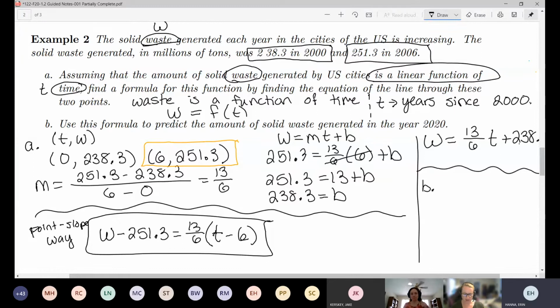So part B asked us to use this formula to predict the amount of solid waste generated in the year 2020. So again, since I'm using T as years since 2000, then I want to plug in 20. So I'm going to take my equation and plug in 20.